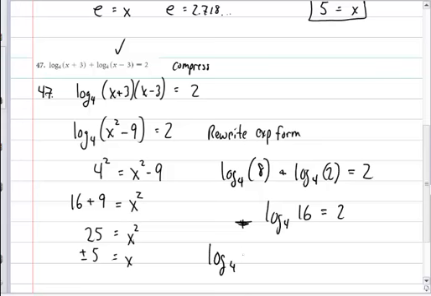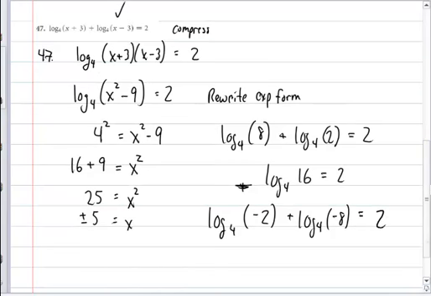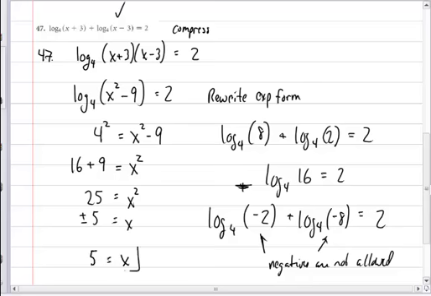So then you would try out negative 5, and when you try out negative 5, you get log base 4 of negative 2 plus log base 4 of negative 8. But one of the properties we didn't talk about with logarithms was you can never have a negative number inside of a logarithm, so negatives are not allowed. So as a result, the only solution is x equals 5.